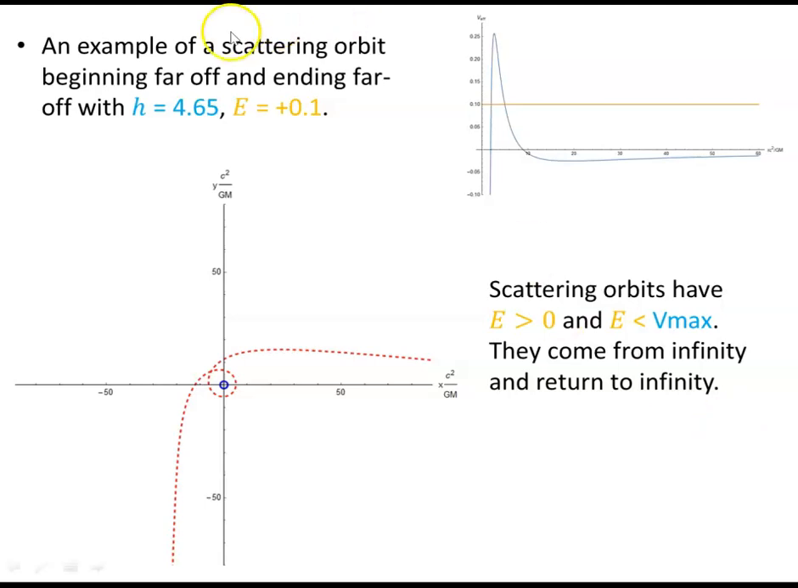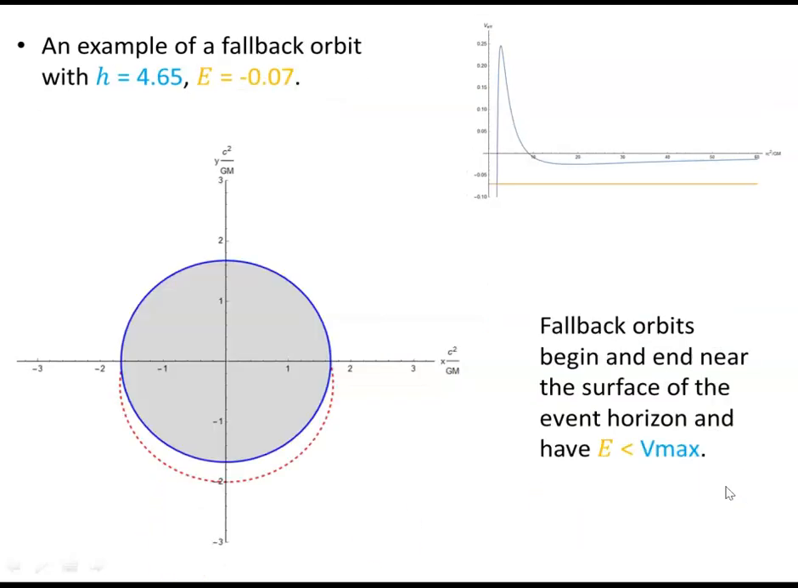Now here's an example of a scattering orbit, beginning far off and ending far off. Again, H is 4.65. Change the energy parameter, E is plus 0.1. That one there. So for scattering orbits, E is greater than 0, but E is less than V max, so it's less than the turning point here. And we have this scattering orbit like this.